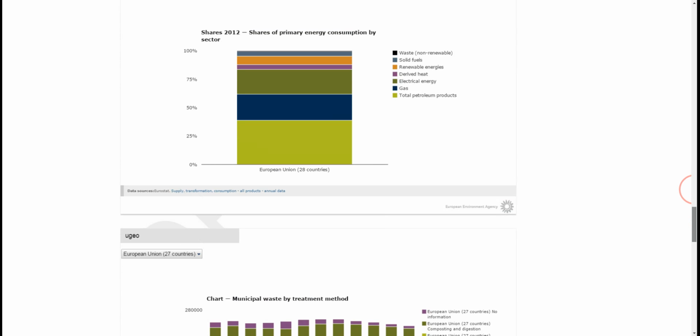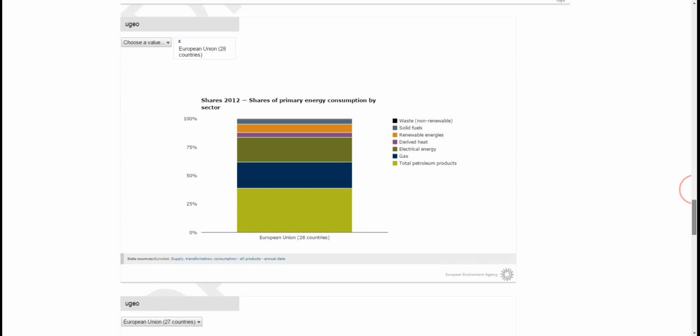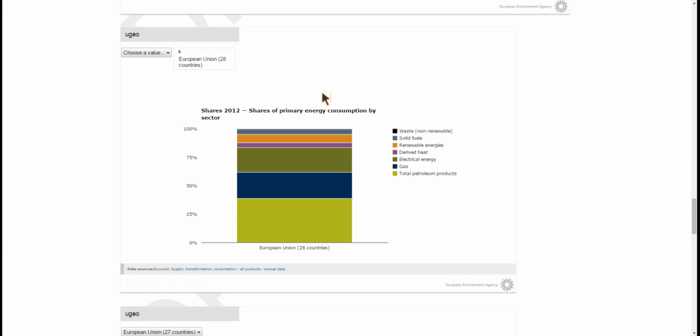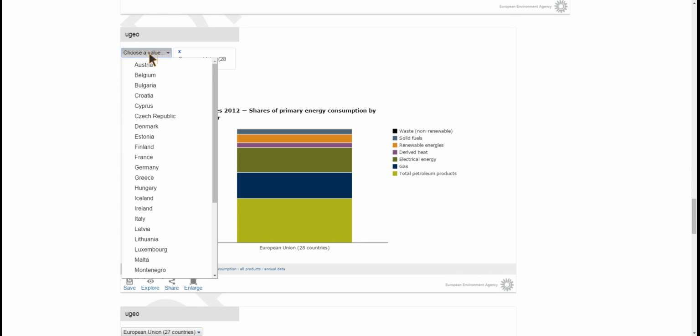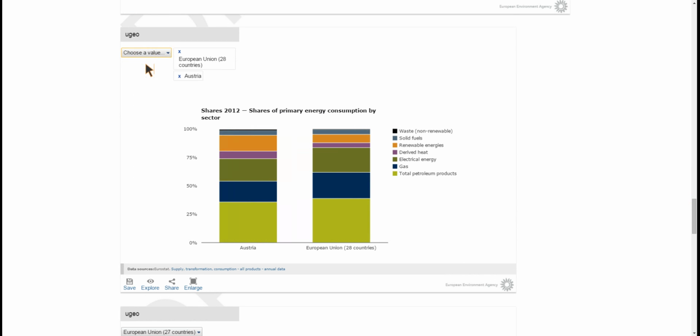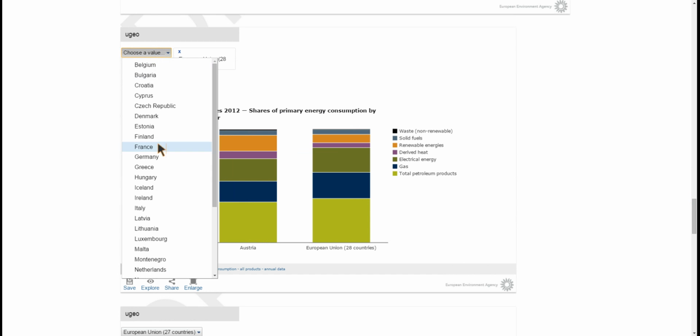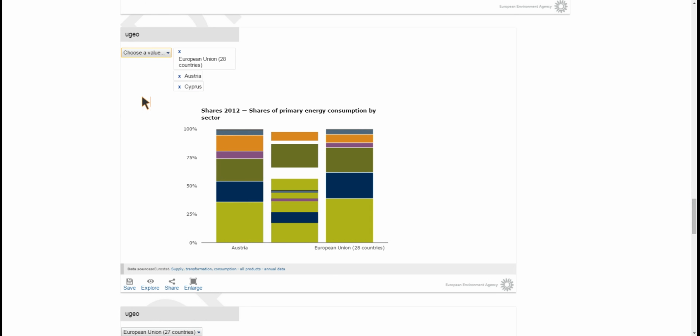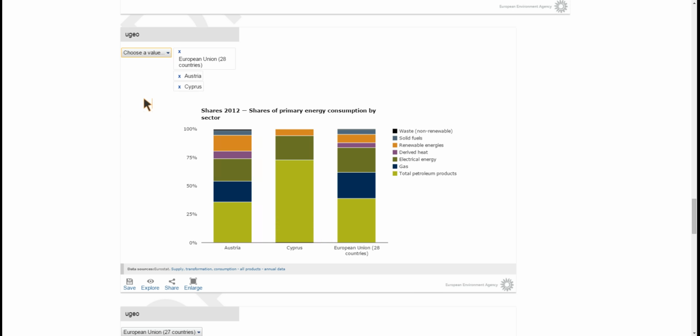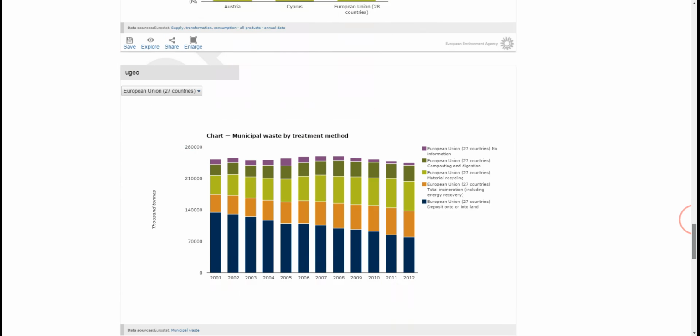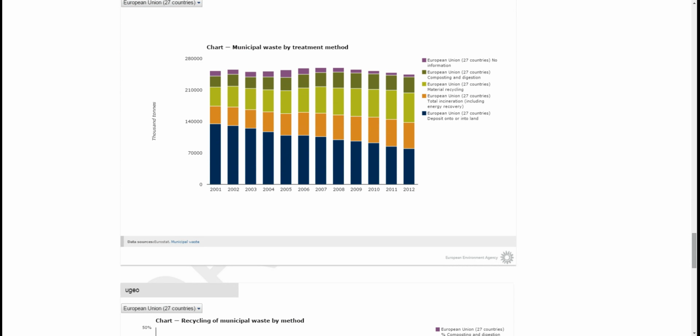But the next one, which looks at shares of primary energy consumption by source, you can again do a multi-country comparison. And this will allow you to draw your own conclusion of what happened in your country as opposed to a number of others. The last 2 graphs focus on municipal waste, treatment, and recycling.